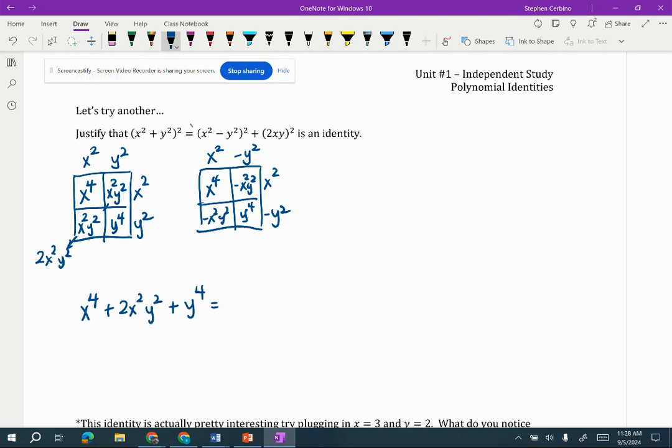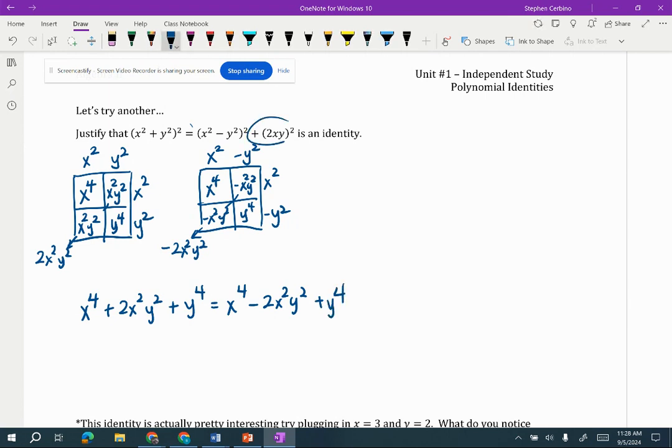All right, so when we multiply a positive and a negative, it becomes negative. So these two boxes wind up becoming both negatives. And when we multiply a negative y squared and a negative y squared, we should get a positive y to the fourth. So again, those are like terms, so those are going to combine together. So we get x to the fourth minus 2x squared y squared plus y to the fourth.